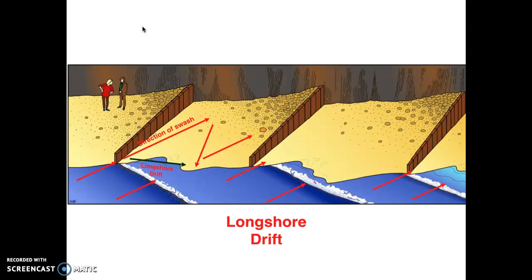In this way, material slowly zigzags along the coastline, and hundreds of thousands of tons of pebbles and material get moved along our coastline like this every single year. This movement is called Longshore Drift.